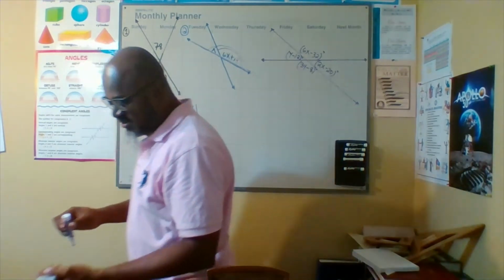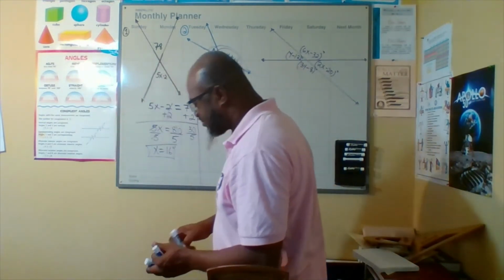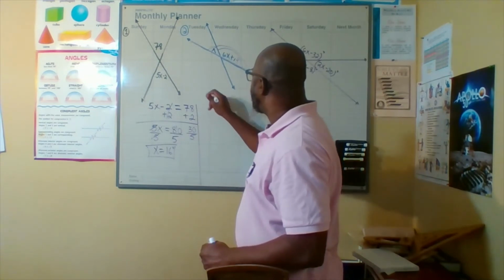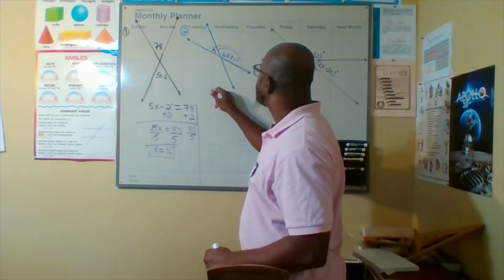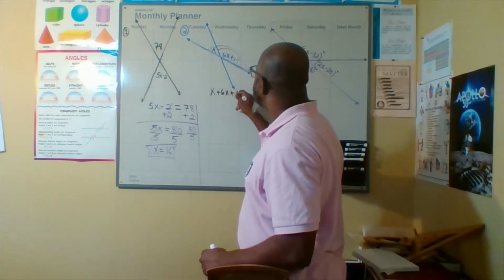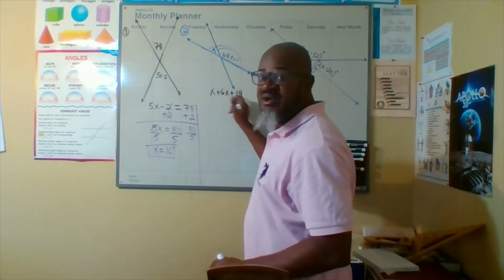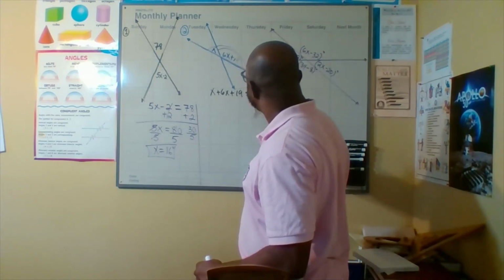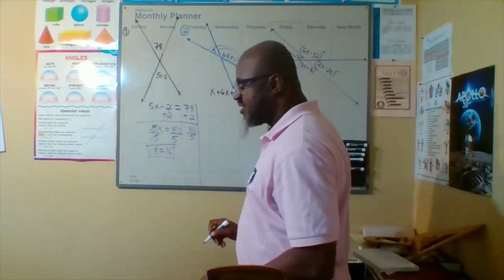The linear concept says if the two expressions are on the same side of the line, they must add up to 180. Therefore, I will have x plus 6x plus 19. They cannot equal each other. They are on the same side. They equal 180. In this case, they are supplementary. That's our equation, my friend.